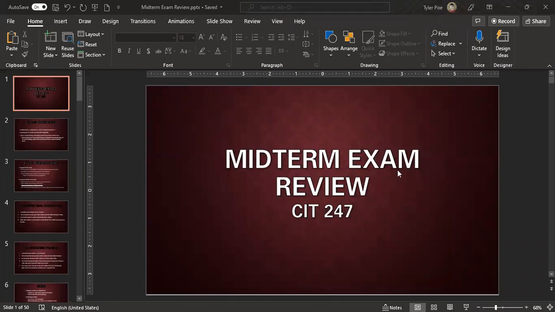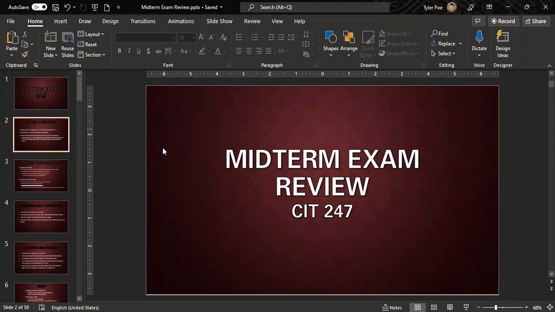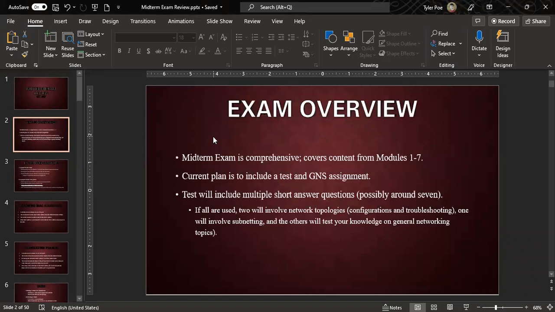So as I said, this is the midterm exam review. So let's check this next slide here. So here's an overview, or the best overview I can give. The midterm exam is comprehensive. According to Professor Rana, he intends it to cover the contents from modules 1 to 7. So basically everything you've done from the beginning to now.